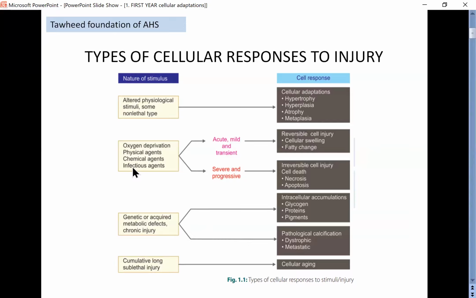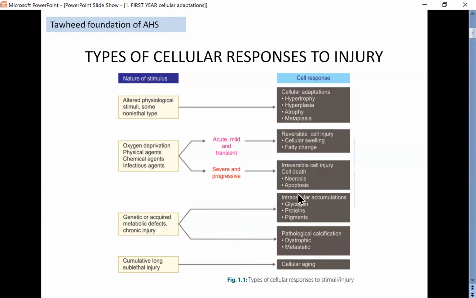Depending upon the severity and nature of the stimulus, if the injury is acute, mild, and transient, the cell will undergo reversible cell injury, for example, cellular swelling or fatty changes. If the same injury or stimulus persists, or the stimulus is getting severe and progressing, it will go for irreversible cell injury, and ultimately the cell will die, either by necrosis or by apoptosis.